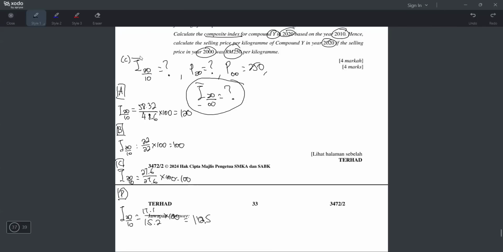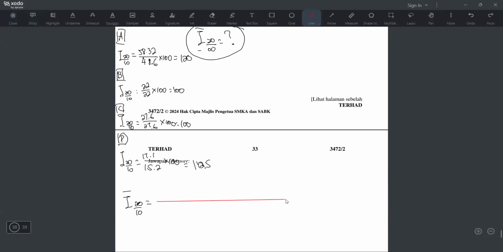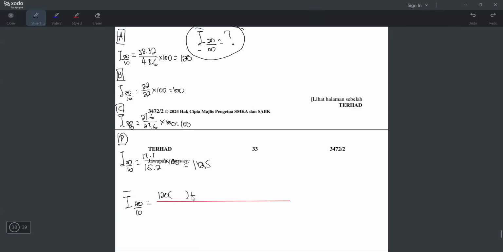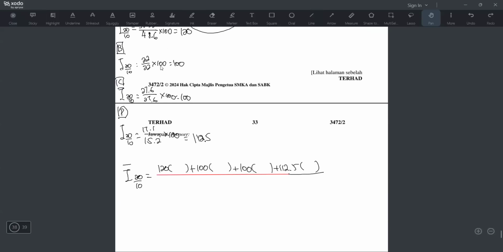Tapi dia nak composite index. So I think my job now is to find the composite index. The composite index for 2020 based on 2010 will be, okay, the formula for composite index is what? You ambil I darab weightage, which is the price index darab weightage. So it will be 120 times the weightage plus 100 times the weightage for B, plus 100 times the C punya weightage, and then plus 112.5 times the D punya weightage, and then divide total weightage. And the weightage you kena ambil yang 2020 not the 2010, because the weightage nak tahu ambil yang mana weightage, tengok tahun yang atas.